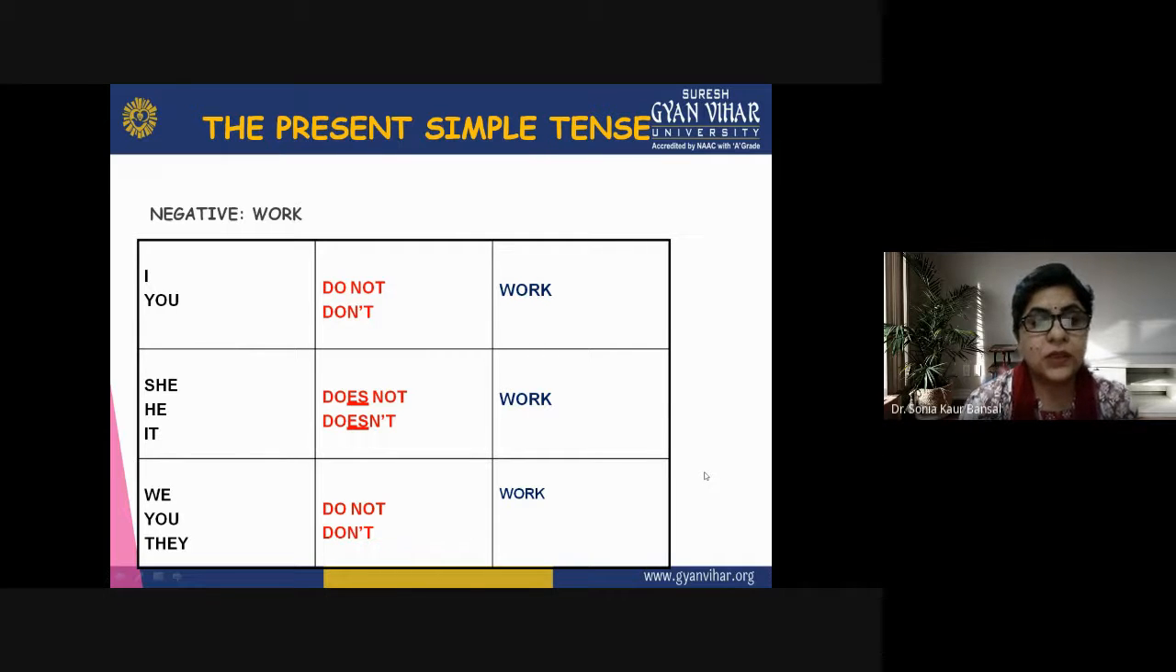And then the present simple tense negative. I do not work. You don't work. She doesn't work. He doesn't work. It doesn't work. You can see these are the negative forms of sentences which I am telling you. And in the same way, we do not work. You do not work. They do not work.